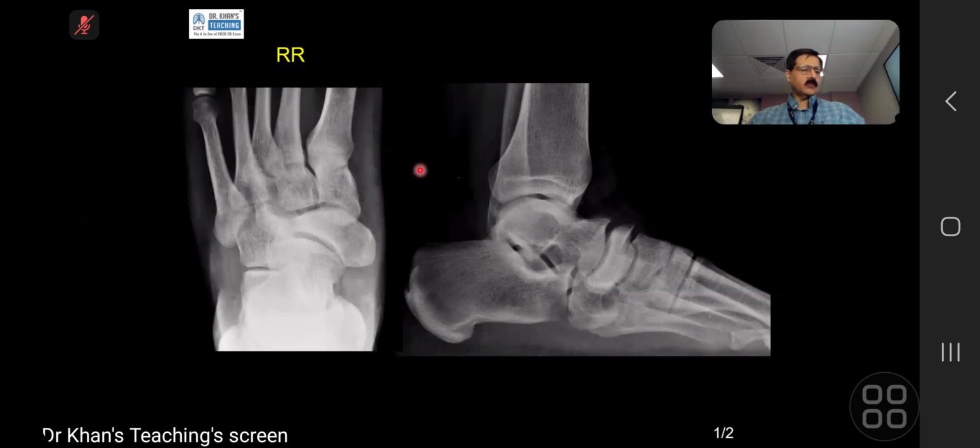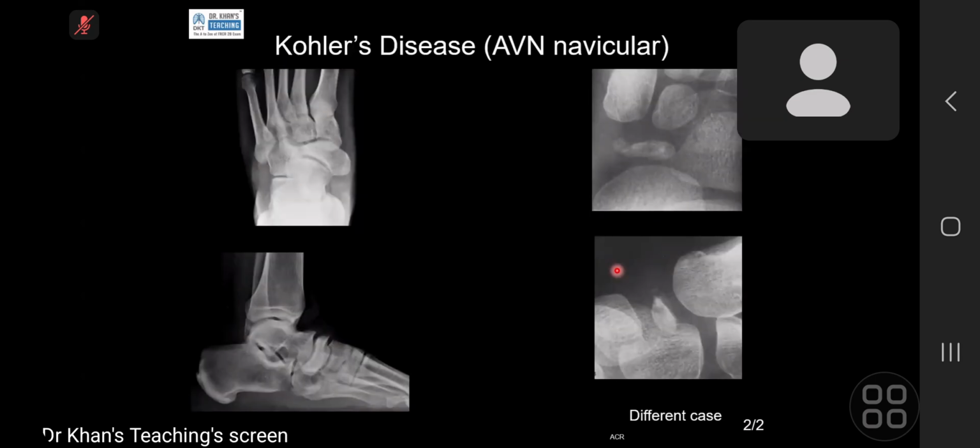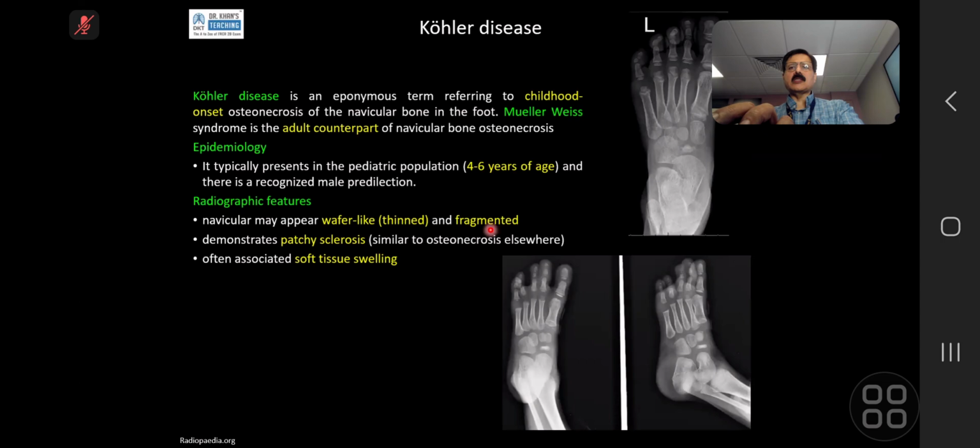Normal, abnormal. So abnormal. The navicular bone looks smaller in size and looks a bit sclerotic as well. So probably it's osteochondritis of the lunate. Oh, sorry, navicular. So this is Köhler's disease, avascular necrosis, and please remember it happens in childhood, but it can also happen in adults. Ultimately, in chronic avascular necrosis, it can be very flattened and small in size, like this. Look at this one, how it is.